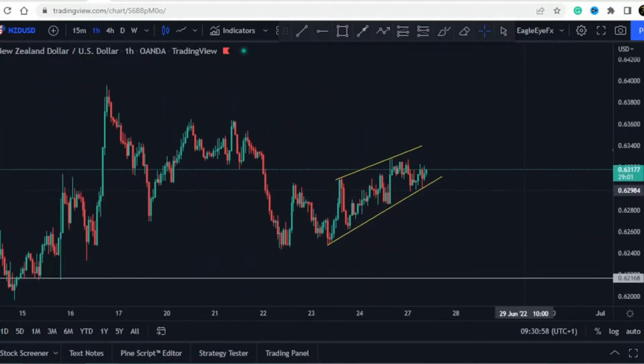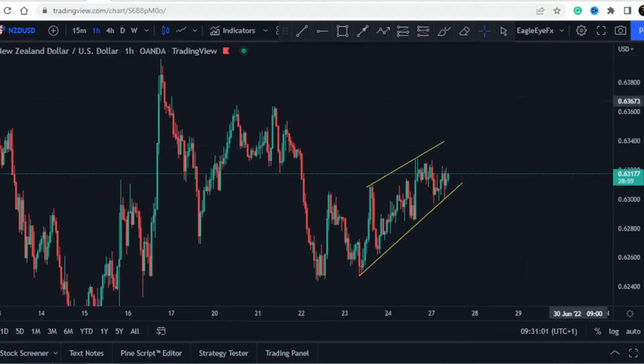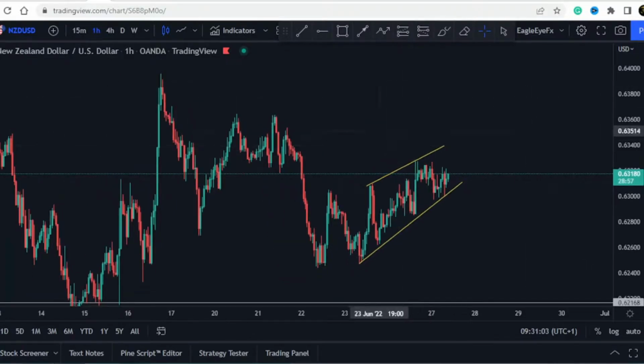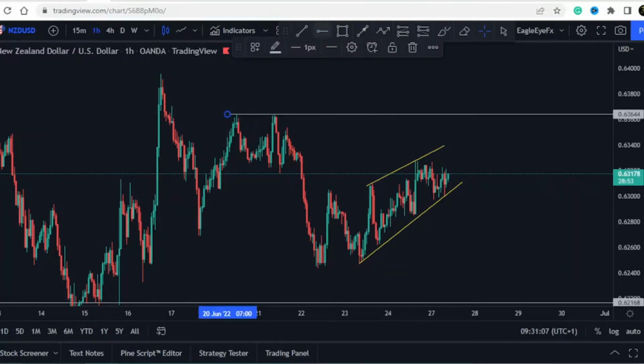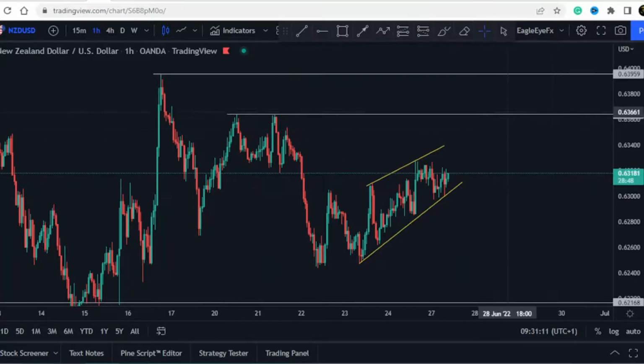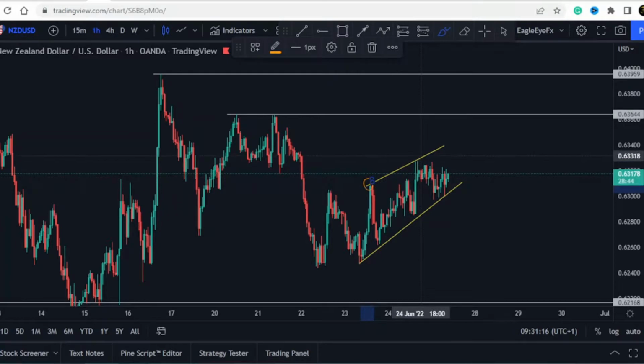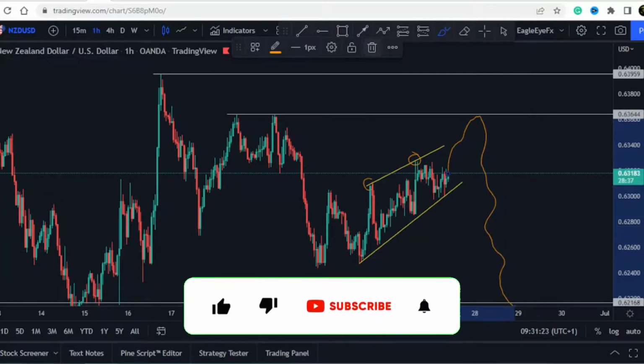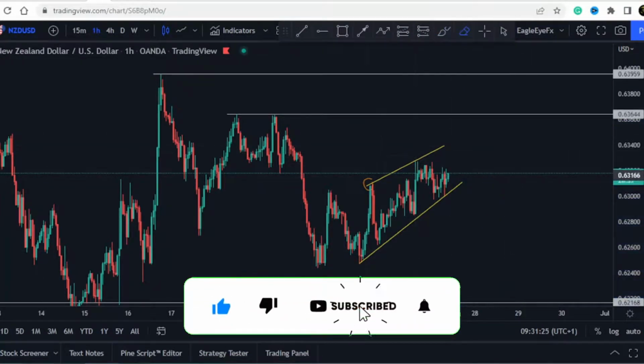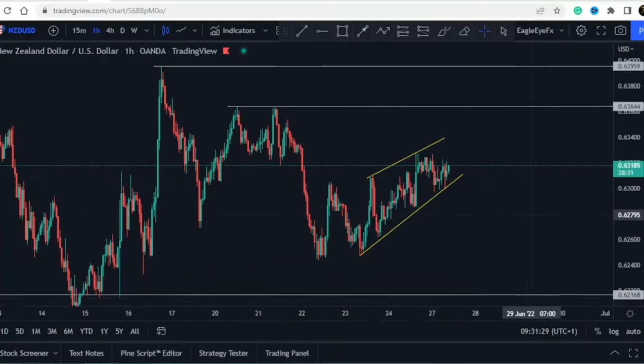So you can see that here we have a very beautiful structure. This market could come all the way to test this level over here, or come and test this high over here. So this is also a possibility. Also you can see here we have 1 touch and 2 touches, so of course I'm looking for a 3rd touch maybe before I'll be interested in sales to the downside. That's what I'm looking at on the 1-hour time frame.